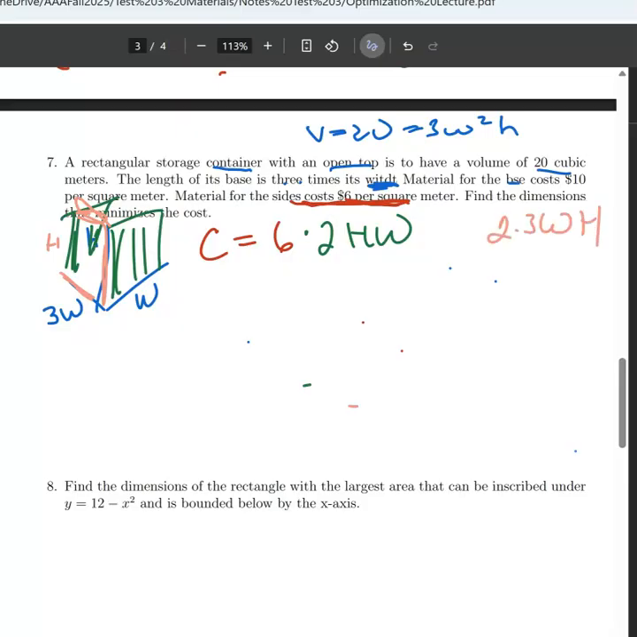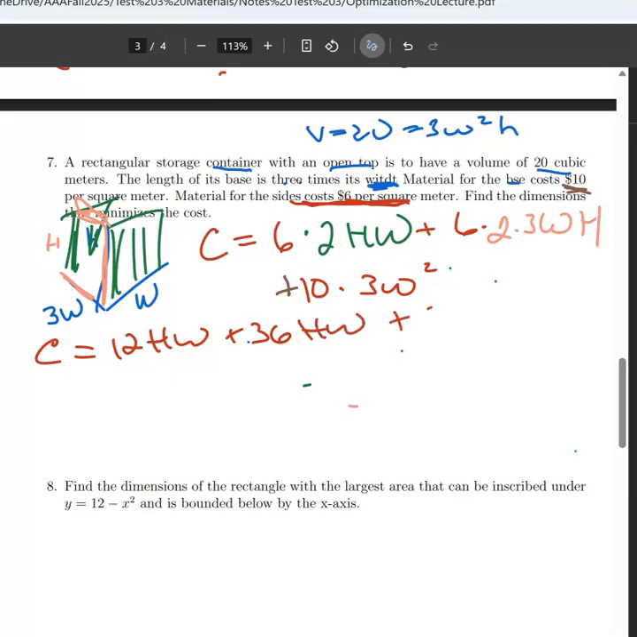3WH, and I would have also a cost of $6. And then I've got the area of the bottom, and they tell me that the base costs $10. So that's going to be the $10, and then the area of the base would be 3W squared. Phew, okay, let's fix that up. So here I get 12HW. Here I get 36HW, and then here I get 30W squared.